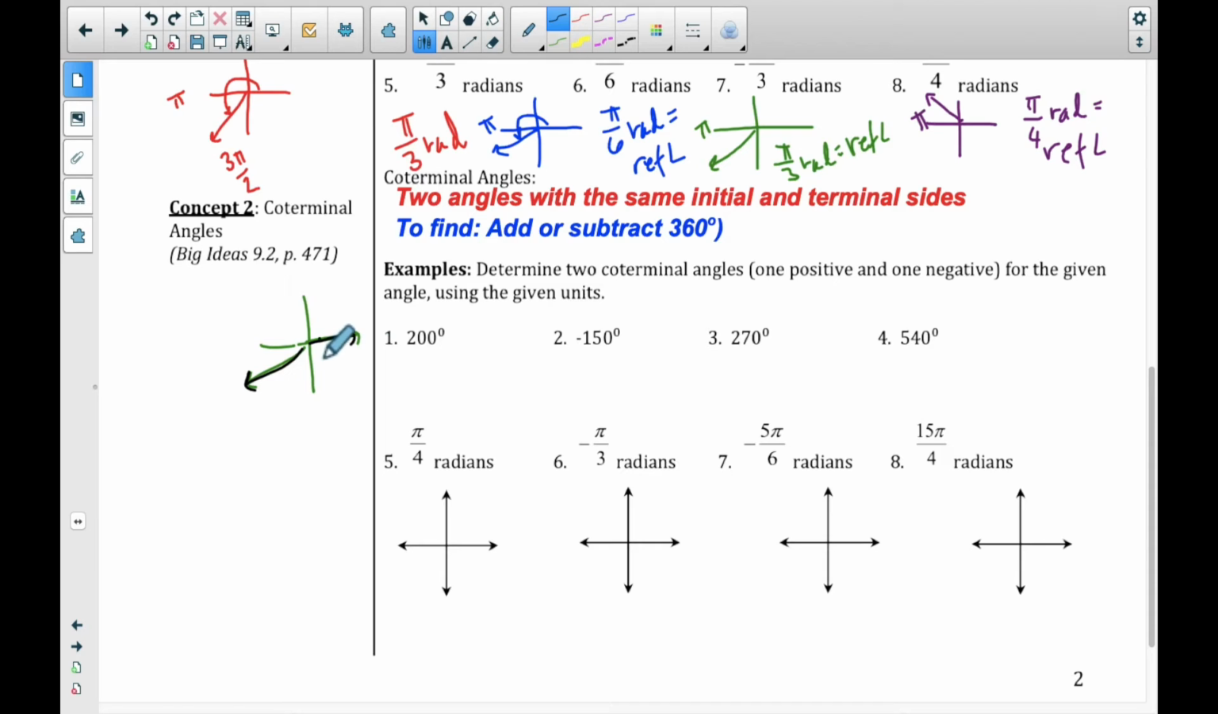Because maybe one person says, hey, this is a 200-degree angle. And someone else says, no, I didn't see it that way. The way I see it is a negative 160, right? Either person could be right. Was it a positive 200 or was it a negative 160? I don't know, because we didn't have those little arcs drawn in there. It could have been either way.